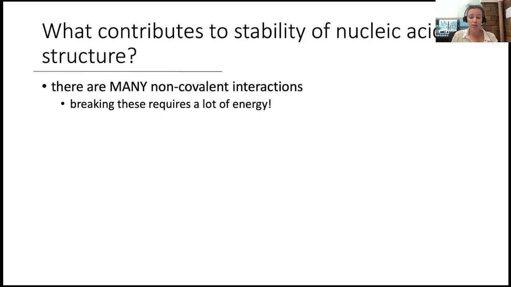Okay, folks, we've talked about some basics of nucleic acid, some structural details, and now I want to get into understanding about the stability of nucleic acid. There are many types of non-covalent interactions that contribute to the stability of nucleic acid, and I'm going to talk about them in ascending order. So we'll start with the interaction that contributes the least, and we'll end with the interaction that contributes the most.